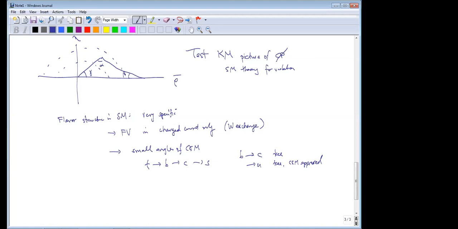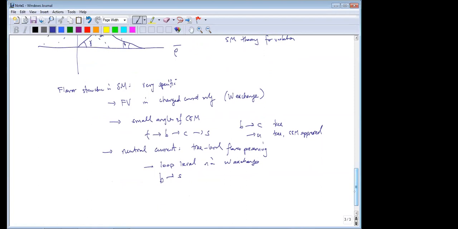Okay. Now, also we know that the neutral current in the standard model at tree level is flavor preserving, which means if we're going to get neutral current processes that change flavor, they're going to have to come through loops in the standard model, through loops involving the W's. Okay. So for example, if we want to go from B to S, from a bottom quark to an S quark, that's not allowed to happen at tree level, but we can get it through loops.